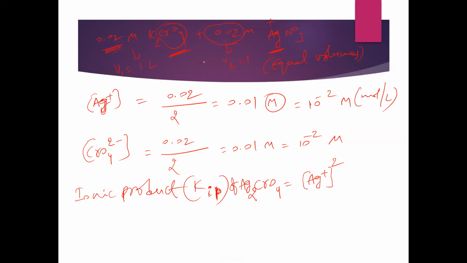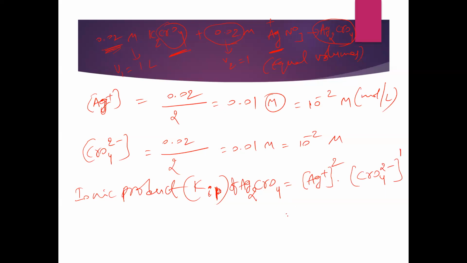Which salt will be produced from these two? From these two we finally get Ag2CrO4. In this Ag2CrO4, what is the number of cations? 2, and the number of anions is 1. That's why here it is the Ag+ concentration to the power of 2, multiplied by the other ion, CrO4^2- ion, to the power of 1.